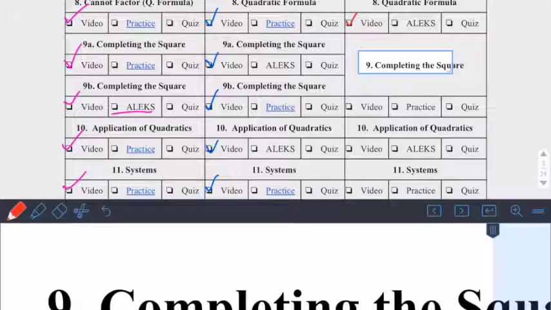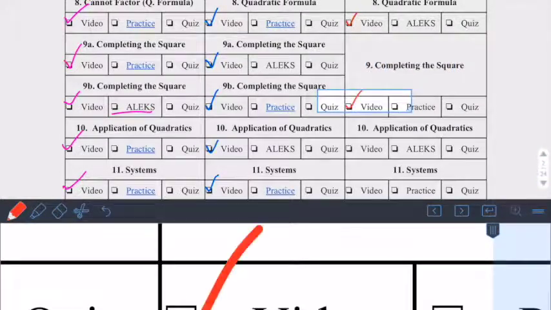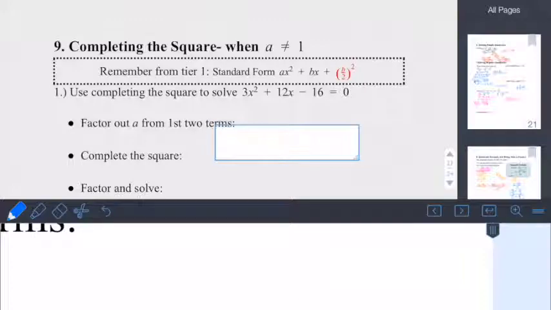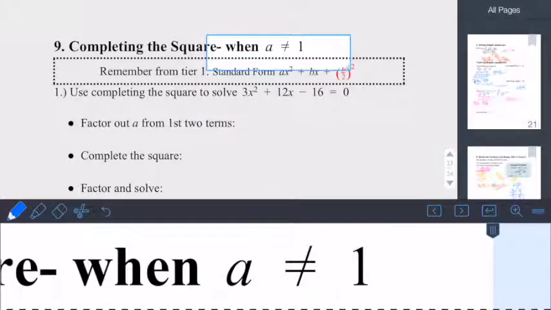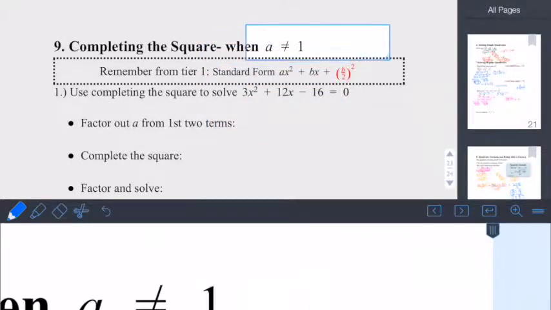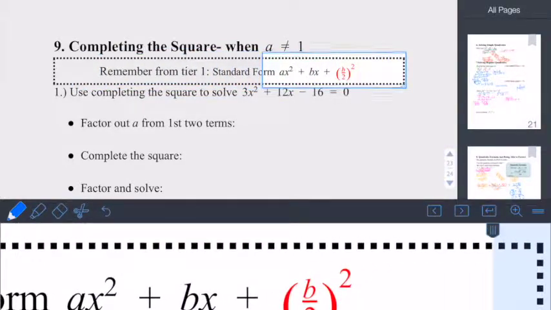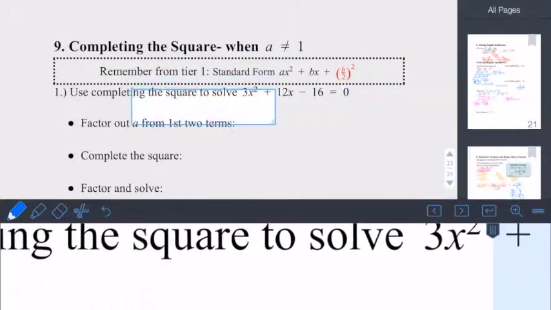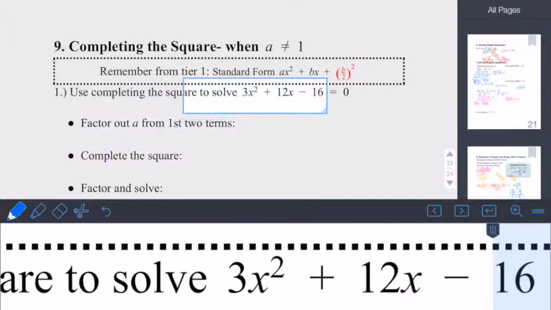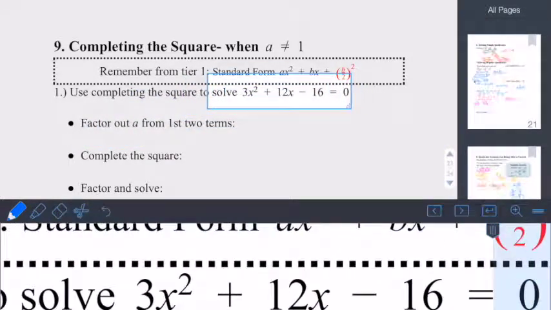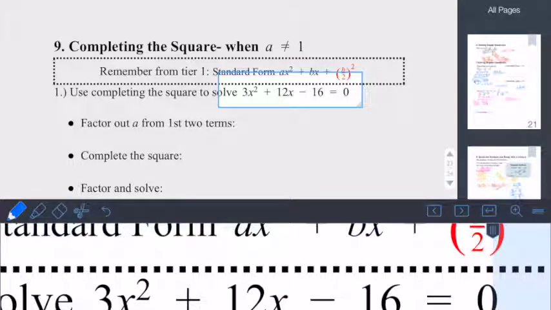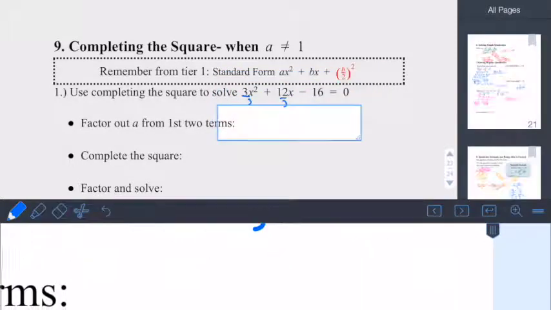This is Tier 3 Lesson 9, completing the square. Now we can finally complete the square fully, because now we have when a is not equal to 1. So remember we did that b divided by 2 squared to complete it? Well, before we do that, we're going to factor out our a term. So this 3, we're going to divide out our GCF. So we're going to divide this 3 out of only these first two terms.